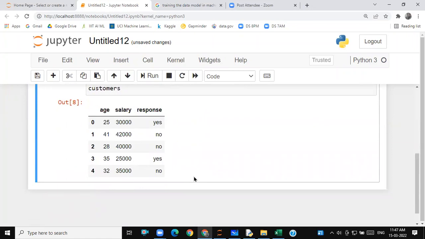Actually here, there is nothing to analyze, because the data is very small and we can easily understand it. Age is a numerical value, salary is a numerical value, and response is text data. If the data is a large data set, then we have to do it. Whenever the data set is small, we need not do this. If you want any data visualizations, how do we do them? We'll see that with the applications.